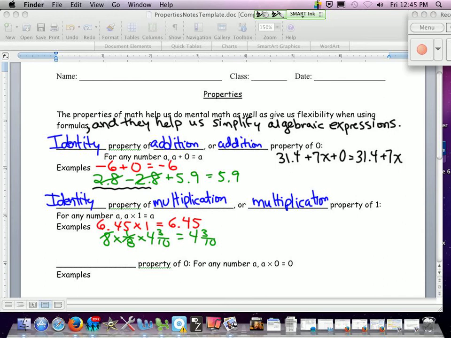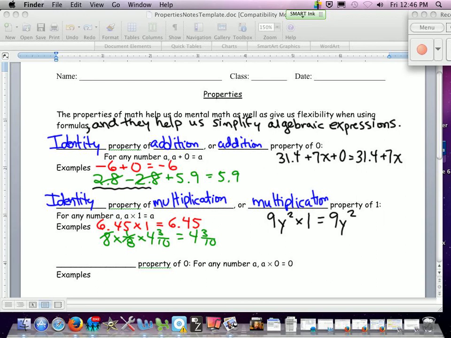And then for an algebraic example, 9 times y squared times 1. You just get rid of the times 1. Anything times 1 is going to equal itself. So just leave it as 9 times y squared. So if you see a times 1 somewhere in the mix, or a number times its reciprocal somewhere in the mix, those can kind of just go away.